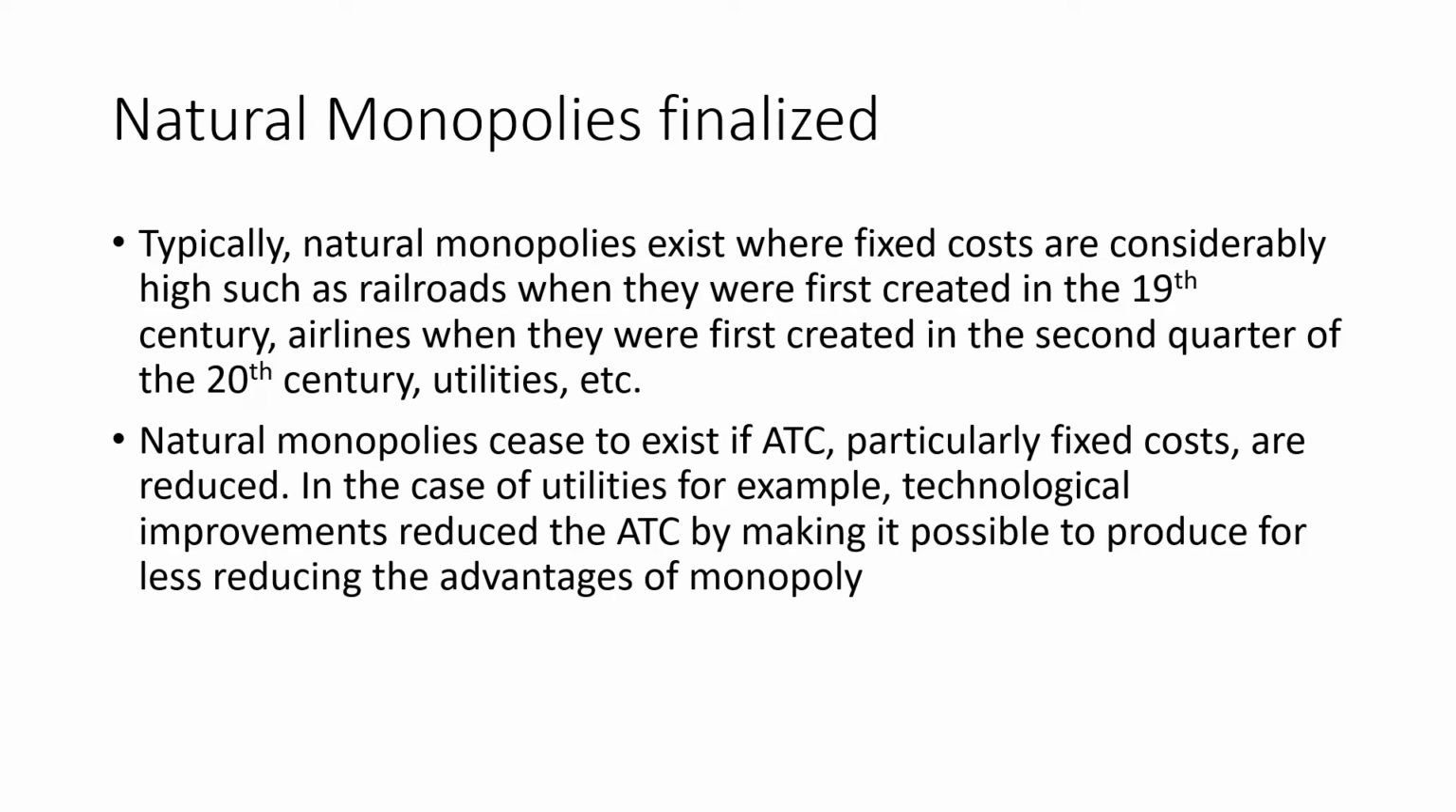And finally, this is what we've been talking about: the number one thing that kills natural monopolies is technological advancement, because technological advancement is going to reduce the average total cost curve. And if it reduces the average total cost curve below where marginal cost equals marginal revenue in a competitive situation, then you can allow competition.